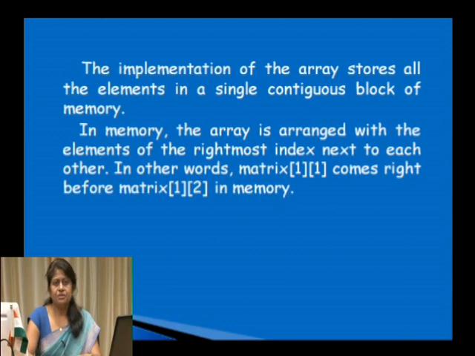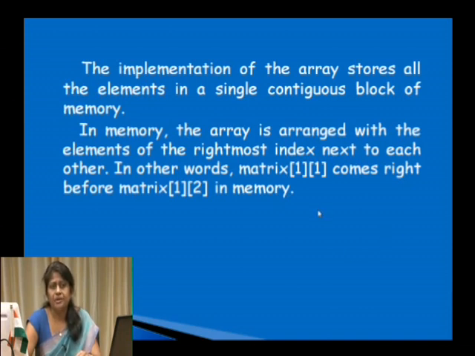And the implementation of the array stores all the elements in a single contiguous memory location. So, as we saw in a single dimensional array, the array elements are going to be placed in a sequential manner in the memory locations. So are the 2-dimensional array elements. They are going to be put sequentially in the memory locations.